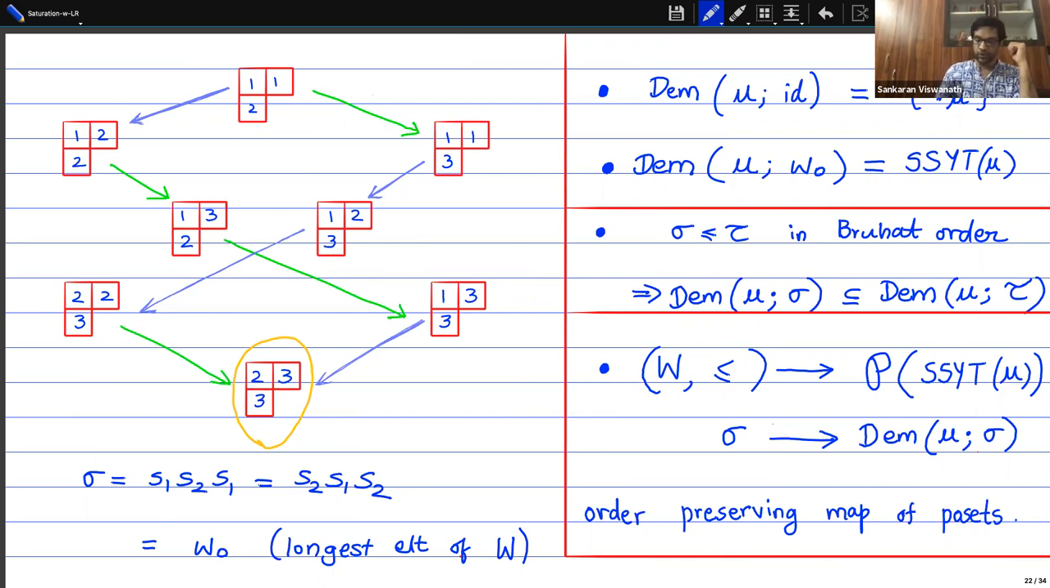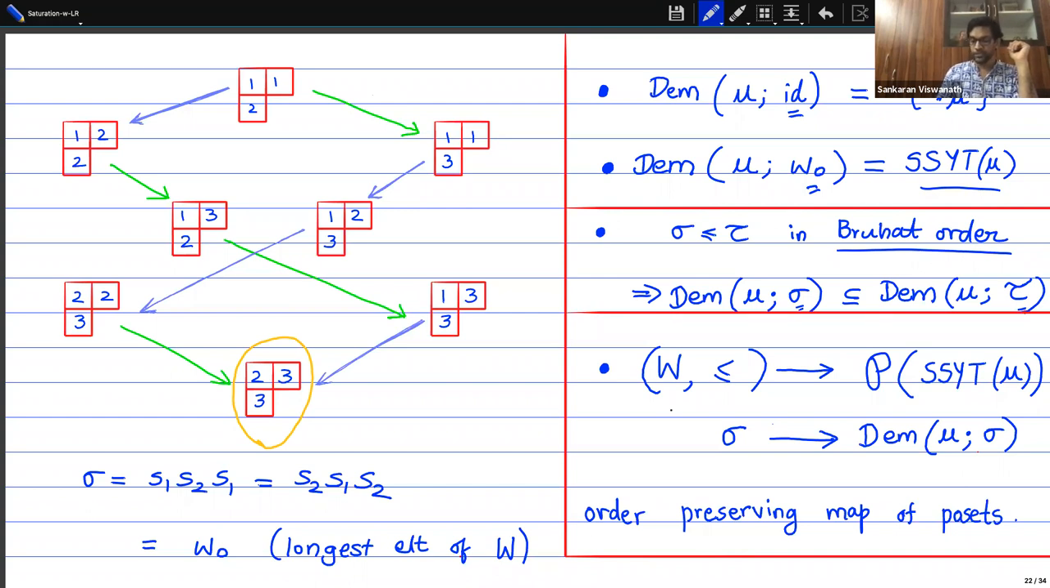Okay. So the Demazure crystals that I have defined have the following nice properties: if I take the Demazure crystal of the identity, it is a singleton. The longest element W0 gives me everything. And in between, I have this nice partial order relation, which is that if sigma is smaller than tau in the partial order, in this case the Bruhat order on the symmetric group, then the Demazure crystal for sigma is contained inside the Demazure crystal of tau.